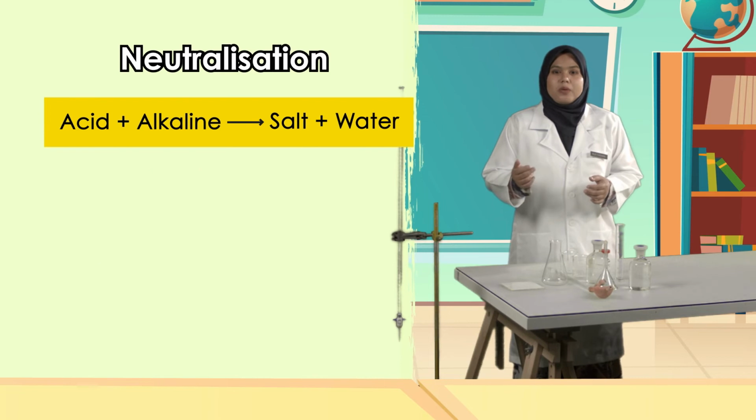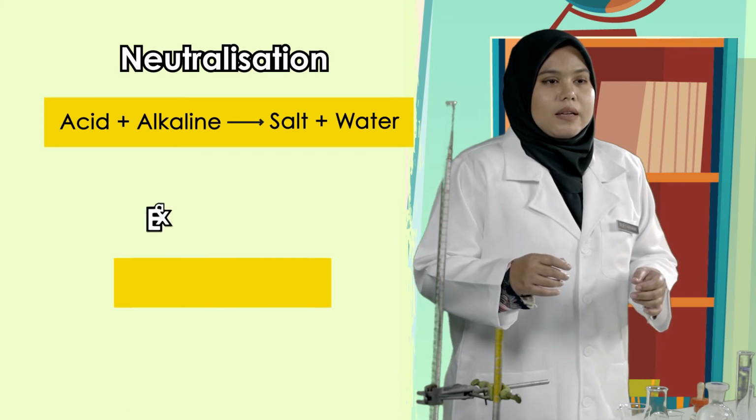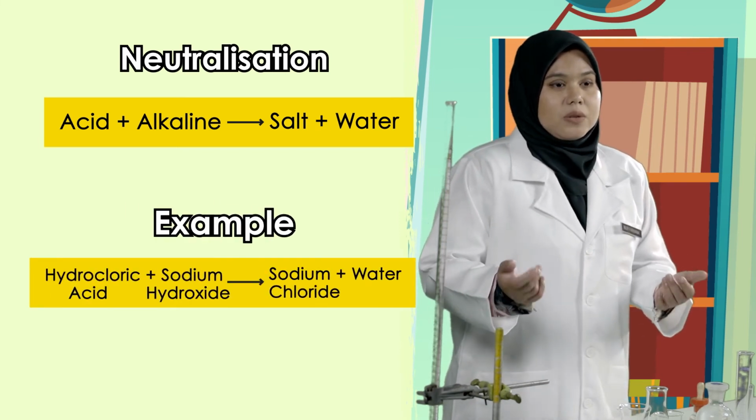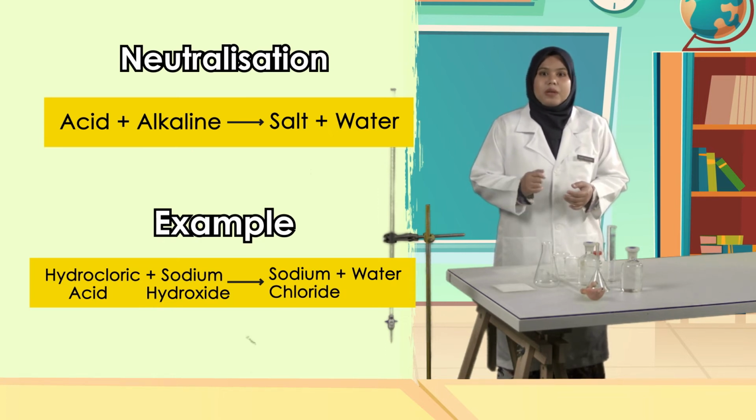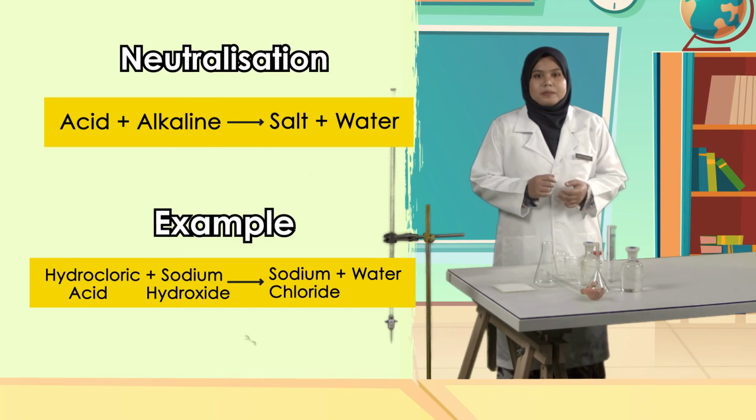Here is the word equation that explains the reaction of acid and alkali which produces salt and water. This is called neutralization. The example of neutralization is also shown here. Hydrochloric acid mixed with sodium hydroxide produces sodium chloride and water. Pupils, can you tell me how neutralization can be understood?